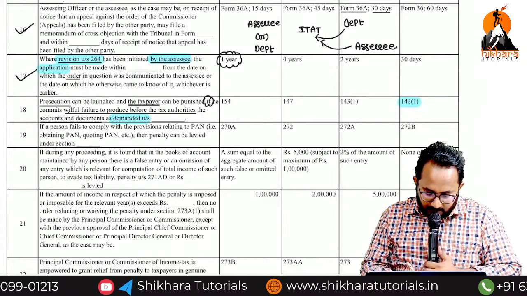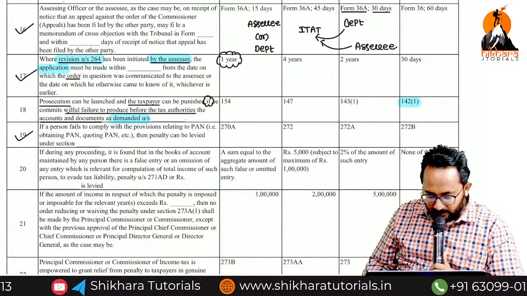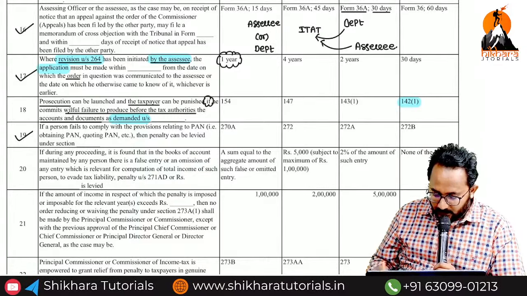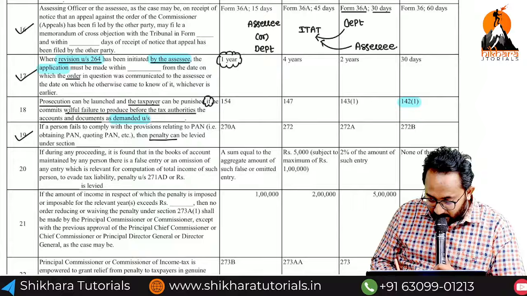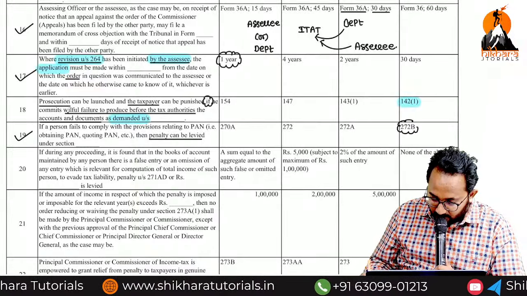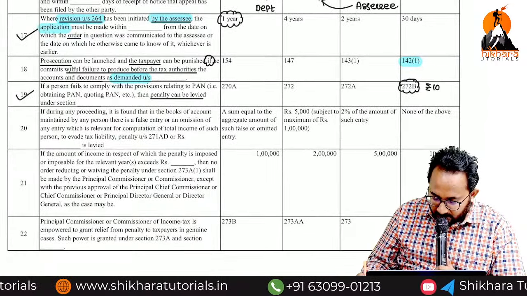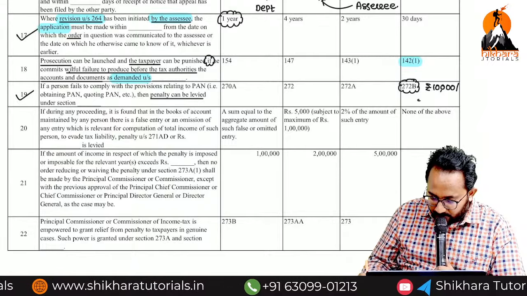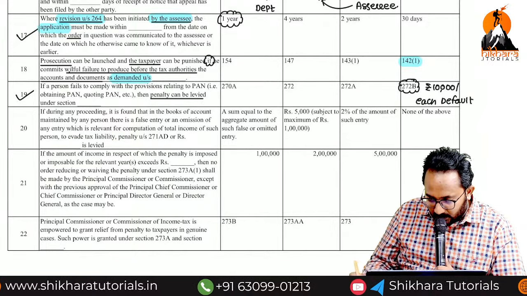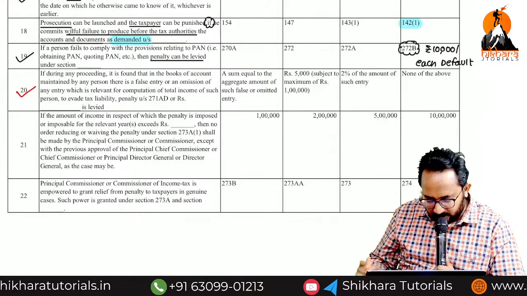Next, question number 19. If a person fails to submit the PAN, then what penalty can be levied? The penalty is levied under section 272B. But how much is the penalty? Rupees 10,000 for each default. Rupees 10,000 for each default. If you know that answer, please try to type that A or B or C or whatever it may be.